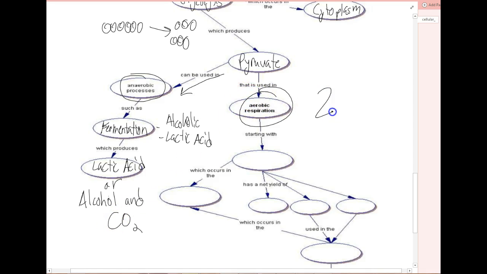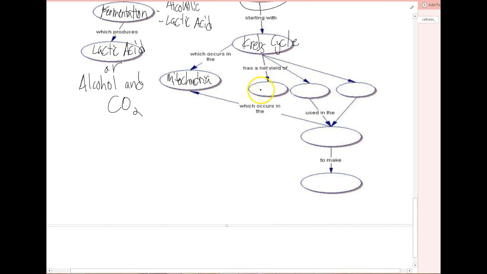But if we have oxygen, O2, we go through aerobic respiration, starting with the Krebs cycle, which occurs in the what? Where does the Krebs cycle occur? The Krebs cycle produces a little bit of ATP, right? 1 ATP. But really what it does is it produces NADH and FADH2. These are those electron carriers.